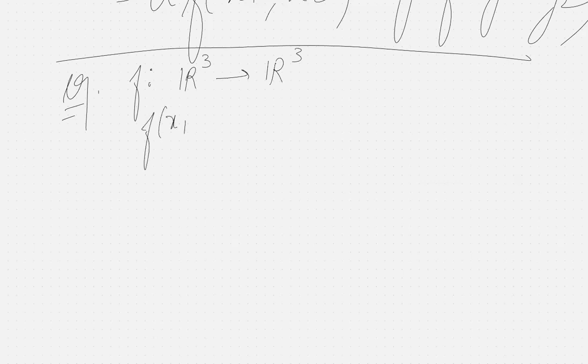F is given to us as a function from R cube to R cube. F is a linear transformation defined by f of x1 comma x2 comma x3 in R cube is equal to x1 comma, it is defined as x1 plus x2. The second term is mapped to x1 plus x2, and in the third one we get x1 plus x2 plus x3.